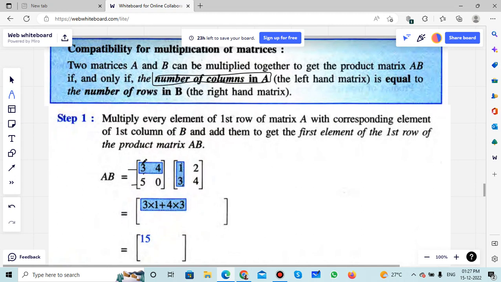Number of columns in A is how much? 1 column and second column. Number of rows in the second one is what? 1 row and second row. Then yes, the number of columns here is 2 and the number of rows is 2. So yes, it can multiply.